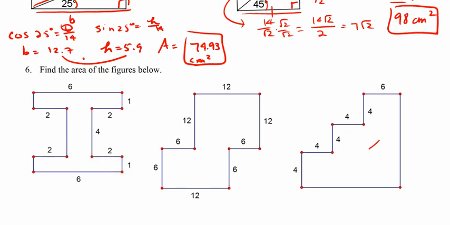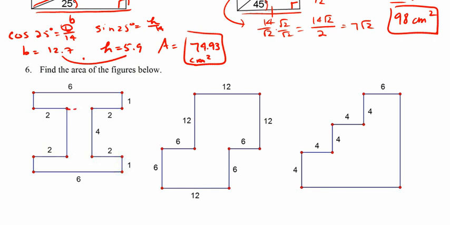Number 6, find the areas of the figures below. Alright, so take a look. These are not regular shapes that we've got memorized formulas for. So what we're going to do is break them up. There are various ways that you could do this, so if you didn't do it the same way as me, that's fine, but you should get the same answer. For number 6, I see lots of rectangles.